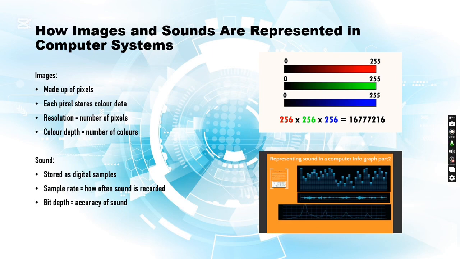How images and sounds are represented in computer systems. Images are made up of pixels. Each pixel stores color data. Resolution means the number of pixels. Color depth means the number of colors. Sound is stored as digital samples. Sample rate, how often sound is recorded. Bit depth, accuracy of sound.